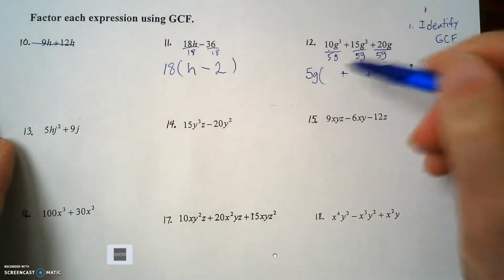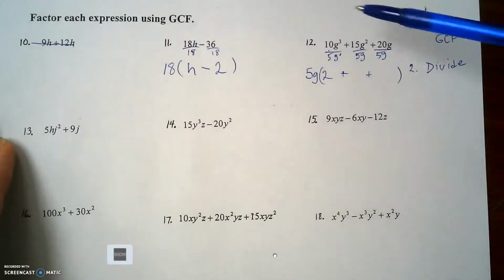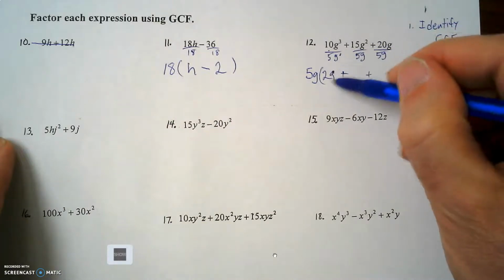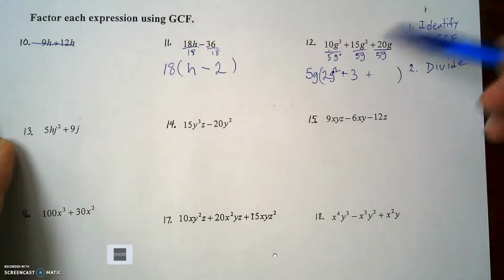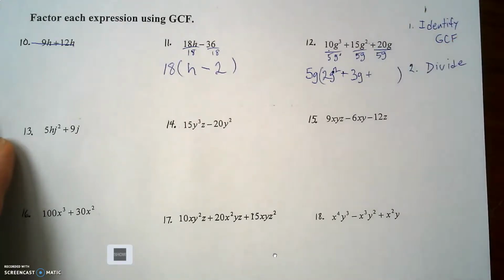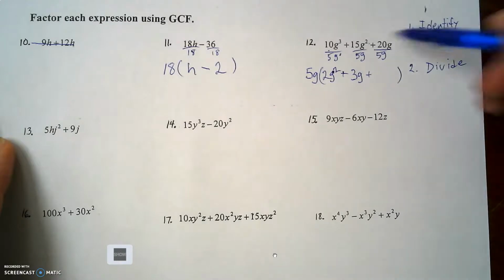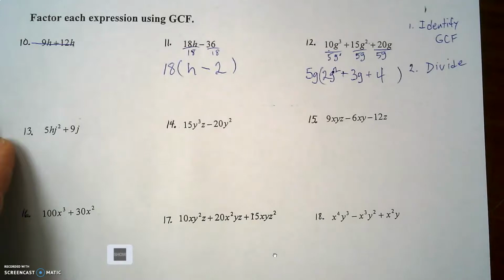And 10 divided by 5 is 2. Now I'm just subtracting exponents here. G to the third and G to the first is G squared. 15 divided by 5 is 3. G squared divided by G to the first, subtract exponents, is G to the first. 20 divided by 5 is 4, and those G's cancel. That's our answer. Let's test it.